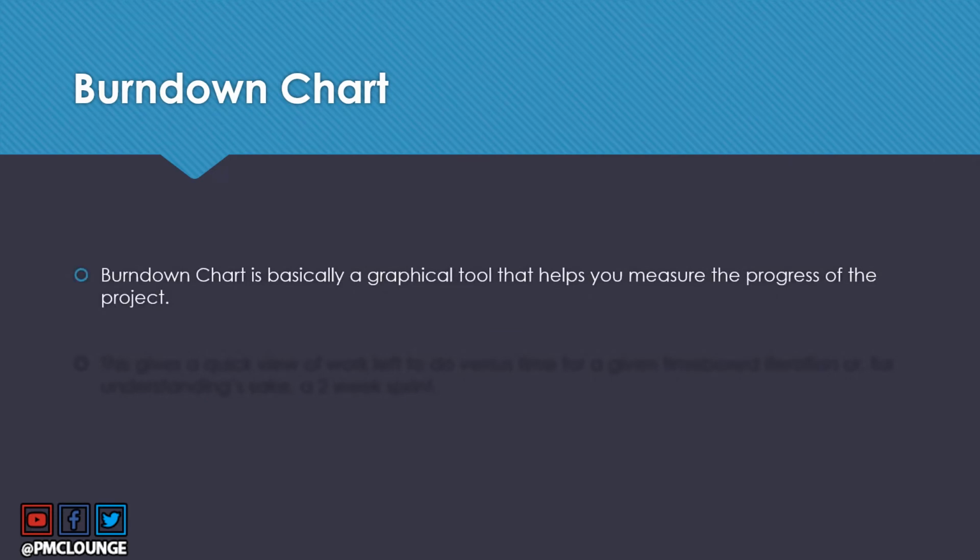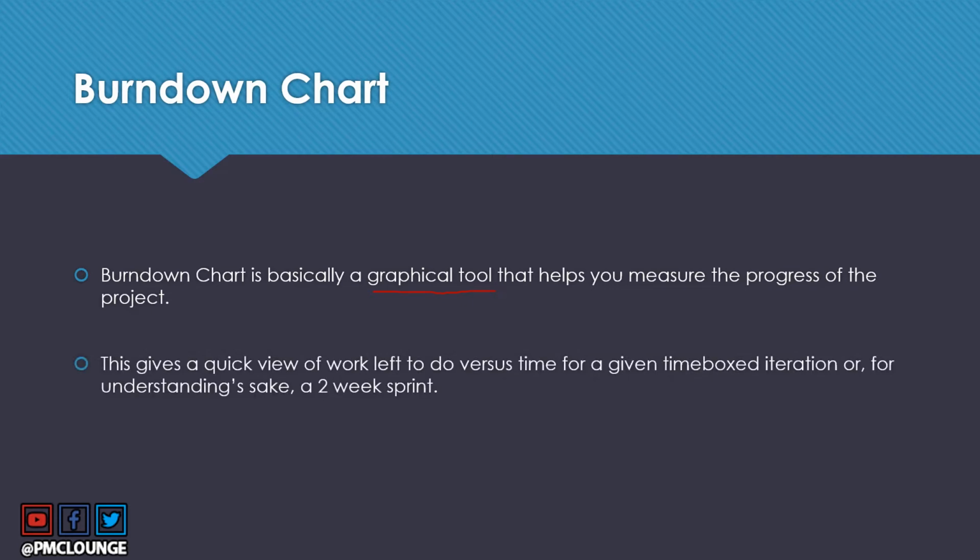So as I was mentioning, Burndown chart is basically a visual tool and it helps you measure the progress of your project. How it does so is by giving you a quick snapshot view of the work that you are left to do versus the time you have with yourself. Now, this time is not for the entire project. This time is basically representing the time boxed iteration.